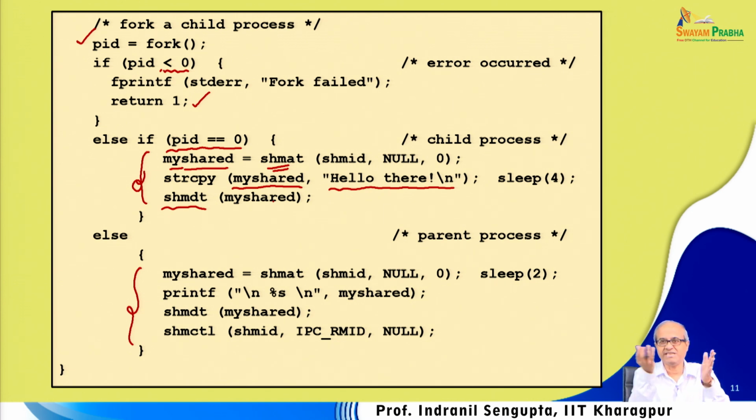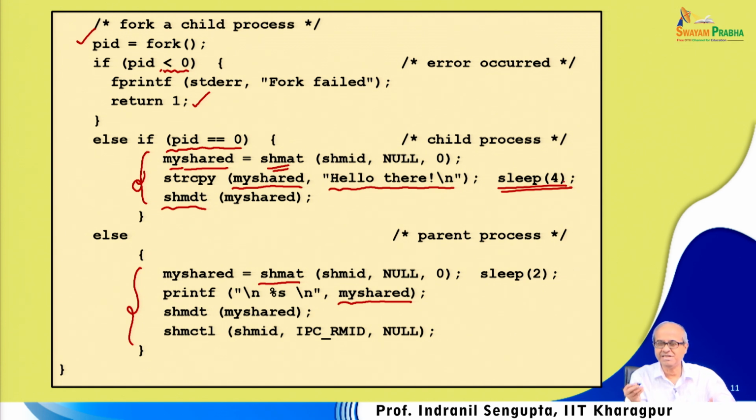So, the child process is attaching that to its own address space, copying some string to that common area, and then it is stopping. The parent process is similarly attaching it, but remember, my shared for the child and my shared for the parent are separate because they are located in the data areas or stack areas of the two processes. Now, the parent is printing the value of my shared from the shared location, so it will print hello there. After hello there, it is waiting for 4 seconds.